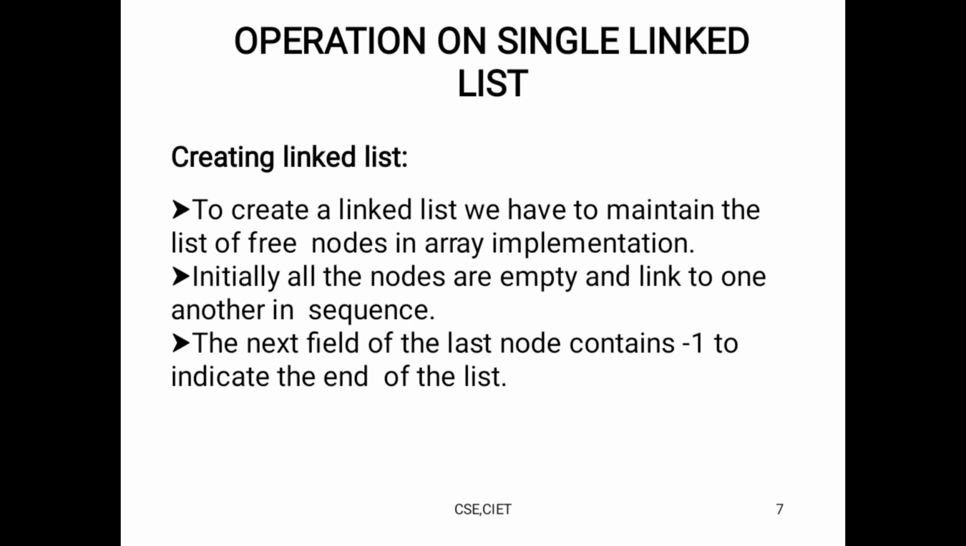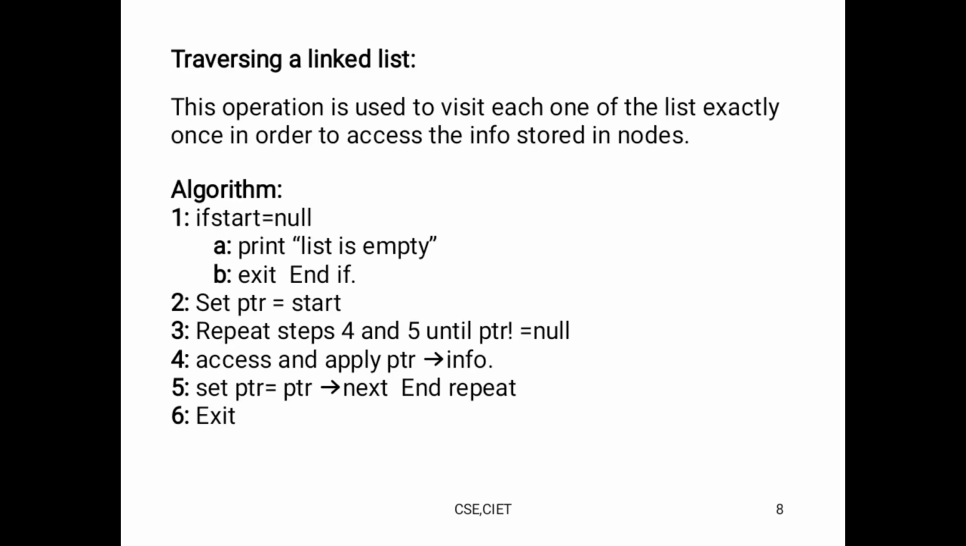So first of all, to create the linked list, it has to maintain the free nodes in the array implementation, and initially all the nodes are empty and they have to link to one another in sequence. The last node must contain -1 in the next field, not in the information field, because we have to know that it is the end of the list. In this way, we have to create the linked list.